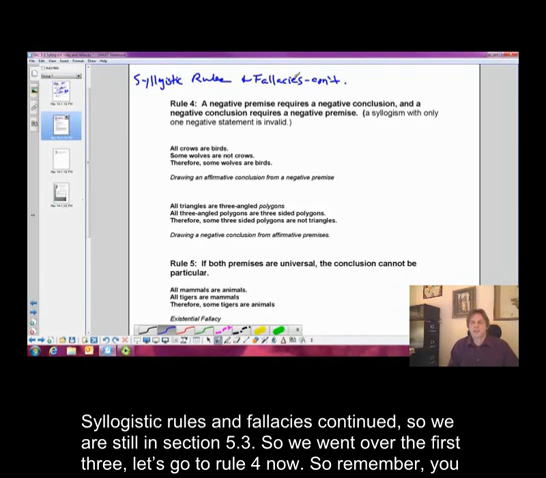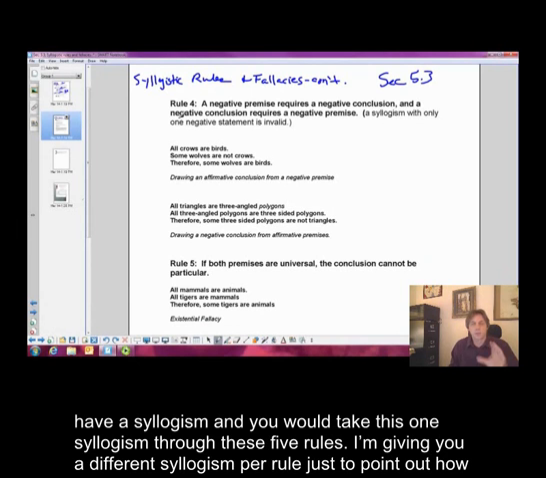Syllogistic rules and fallacies continued, so we are still in section 5.3. Okay, so we went over the first three. Let's go to rule 4 now. So remember, you have a syllogism, and you would take this one syllogism through these 5 rules.